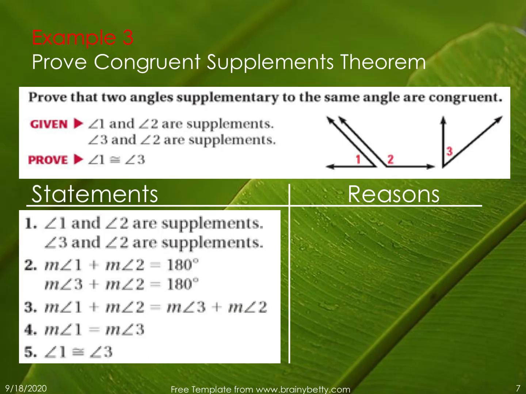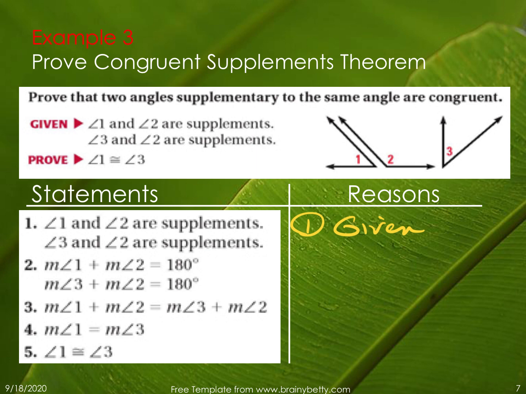So this next slide has the proof, the 2-column proof for the congruent supplement theorem. So they've already given us the statements. We have to come up with the reasons. So my first statement, always given to me. Angle 1 and 2 are supplements, and 3 and 2 are supplements.